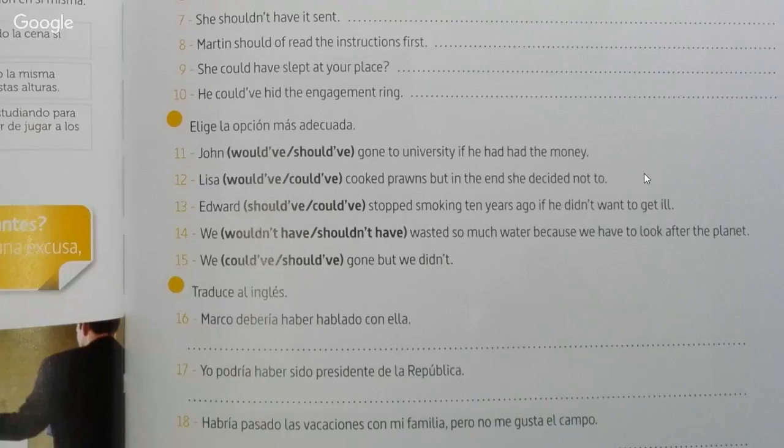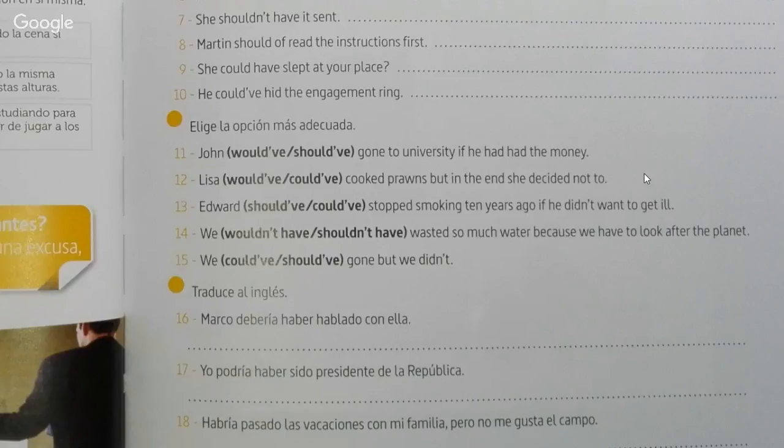John wouldn't have gone to university if he had. Okay. John would have gone to university if he had come in the morning.